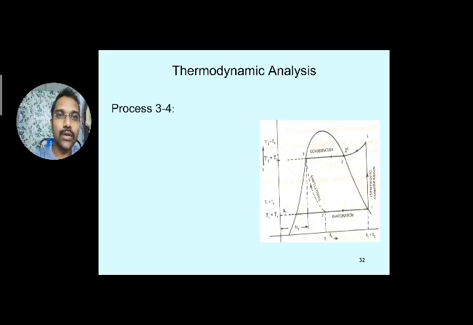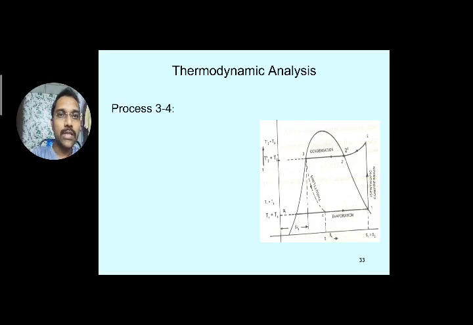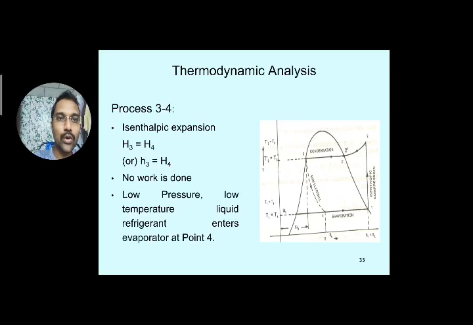The process 3 to 4 is a throttling process, where the high pressure, low temperature liquid refrigerant enters the expansion valve at point 3, and is further expanded by the throttling process. What happens here is isenthalpic expansion. It is a constant enthalpy process where H3 is equal to H4. So no work is done during this process, and no work is obtained here.